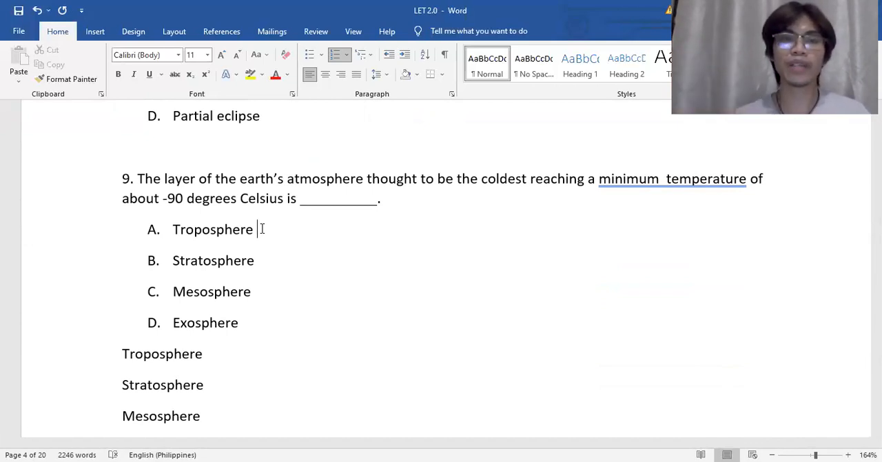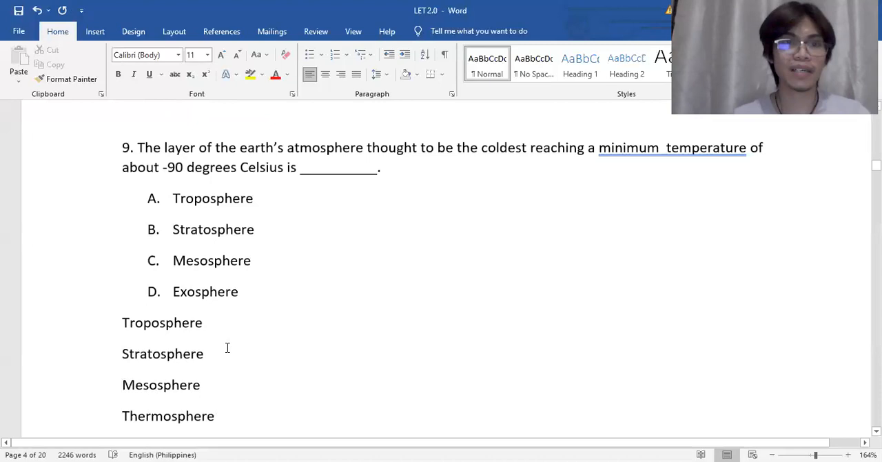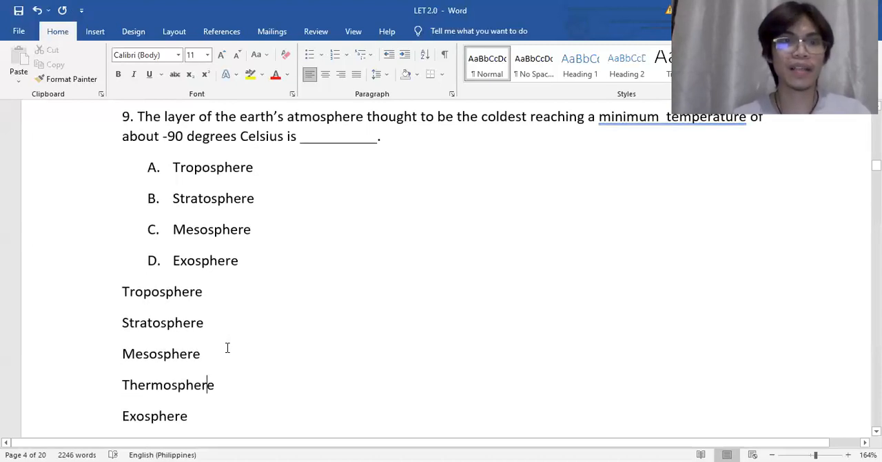All right, so which one is the coldest? Which one is the coldest? That is letter C, mesosphere. Letter C, mesosphere.